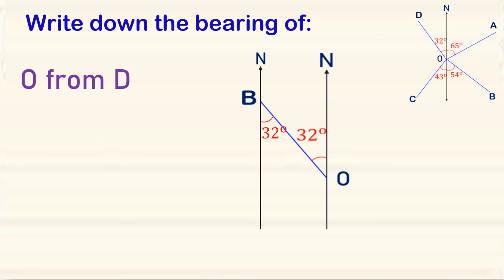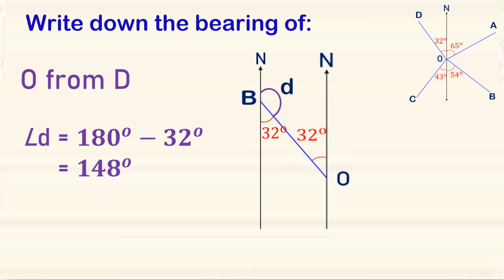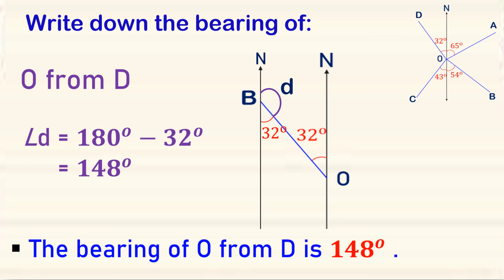And then from our north line, we are going to measure clockwise, joining line OD. Okay? So from here, we are going to name this angle as angle D. Angle D will determine the bearing of O from D. So angle D is equal to 180 degrees minus 32 degrees, which is equal to 148 degrees. So the bearing of O from D is 148 degrees.